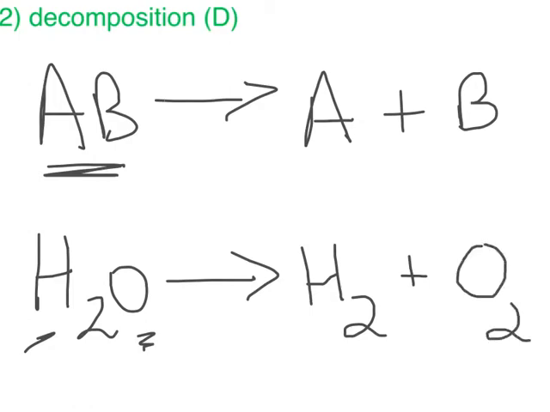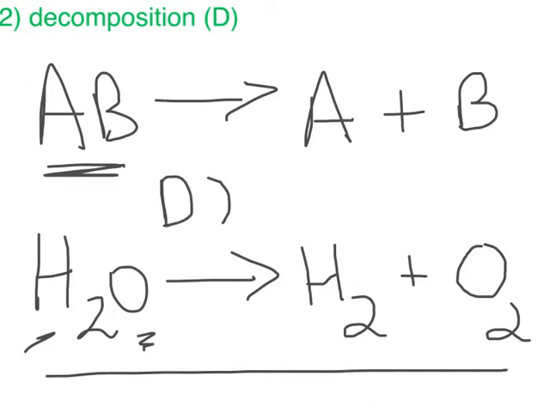Okay, now notice this is not a balanced chemical equation. However, it is a decomp. How did I know that it was a decomp? I knew it was a decomp because I started with only 1 reactant, and that 1 reactant was a compound. So it broke up into its individual elements.